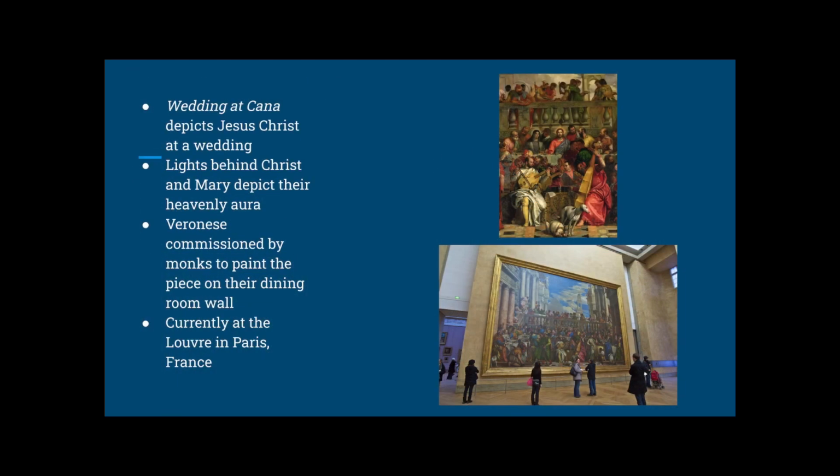The Wedding at Cana depicts Jesus Christ at a wedding that had just run out of wine, and where he performs one of his miracles by turning water into wine. There are over 130 people depicted in the drawing, with Christ in the middle, staring straight at you, and his mother Mary to his right.